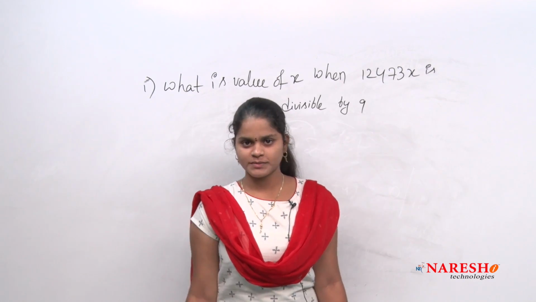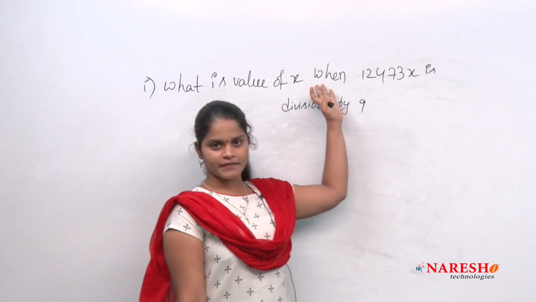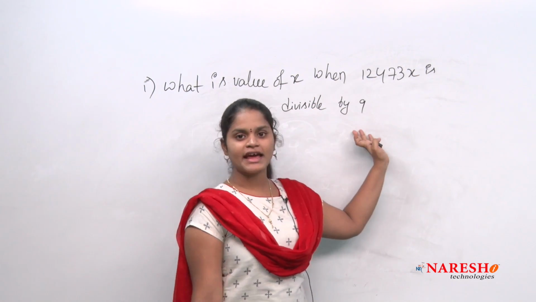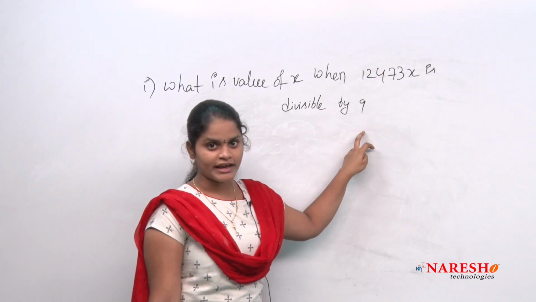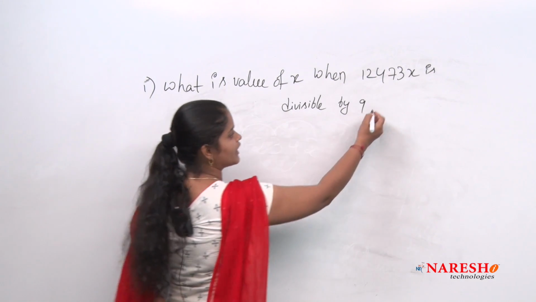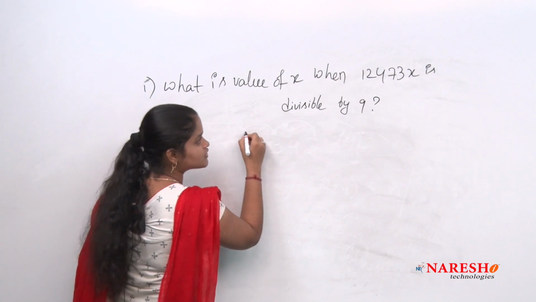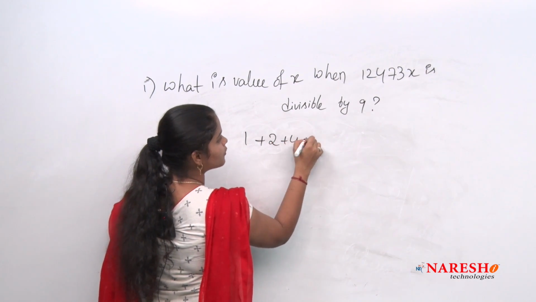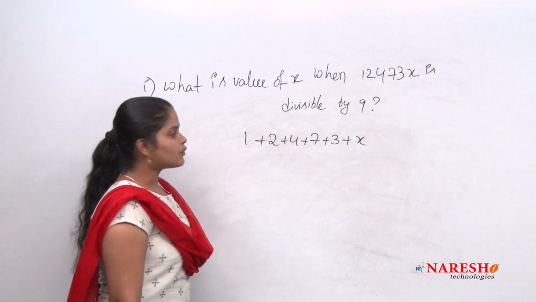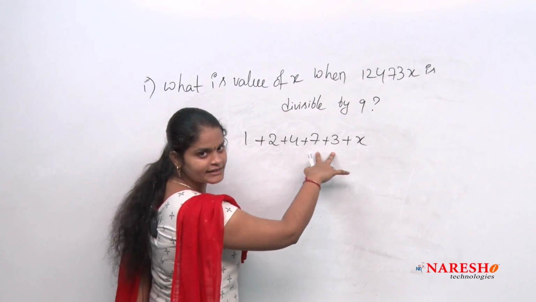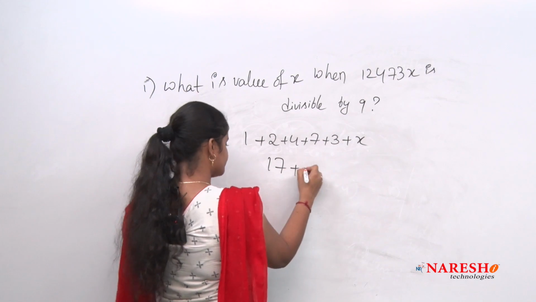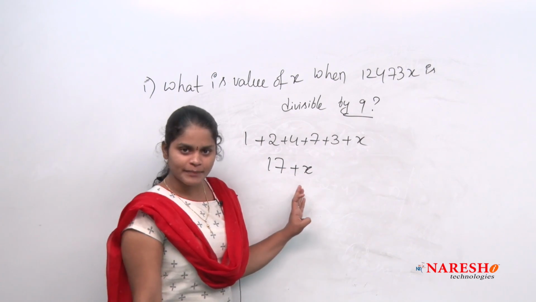So let's solve problems. What is the value of x when 12473x is divisible by 9? What is the divisibility rule for 9? The sum of digits should be divisible by 9. First of all, I am supposed to find the sum of these digits. So how much is it? 1 plus 2 plus 4 plus 7 plus 3 plus x. What is the sum? 7 plus 3, 10. 10 plus 6 plus 1, 17. So it is 17 plus x.